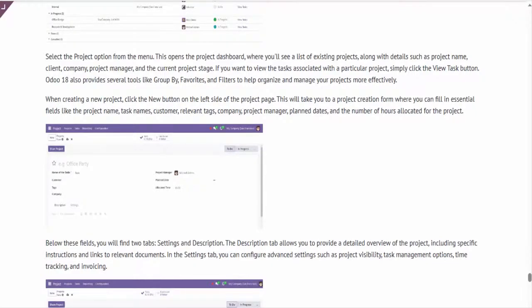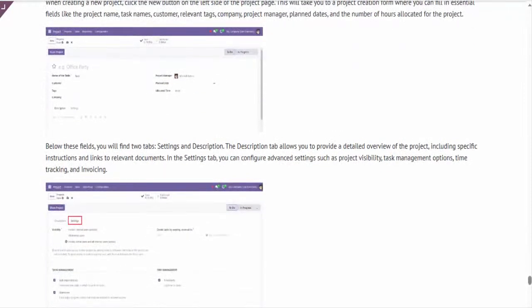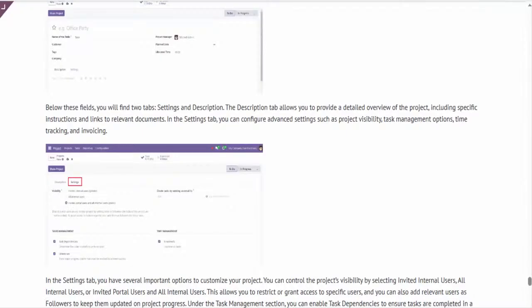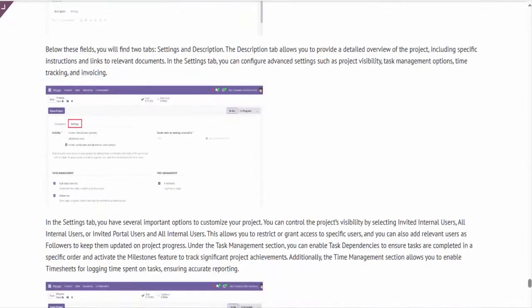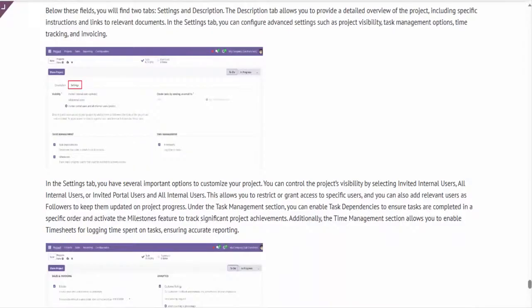This will take you to a project creation form where you can fill in essential fields like the project name, task names, customer, relevant tags, company, project manager, planned dates, and the number of hours allocated for the project. Below these fields, you will find two tabs, Settings and Description. The Description tab allows you to provide a detailed overview of the project, including specific instructions and links to relevant documents. In the Settings tab, you can configure advanced settings such as project visibility, task management options, time tracking, and invoicing.